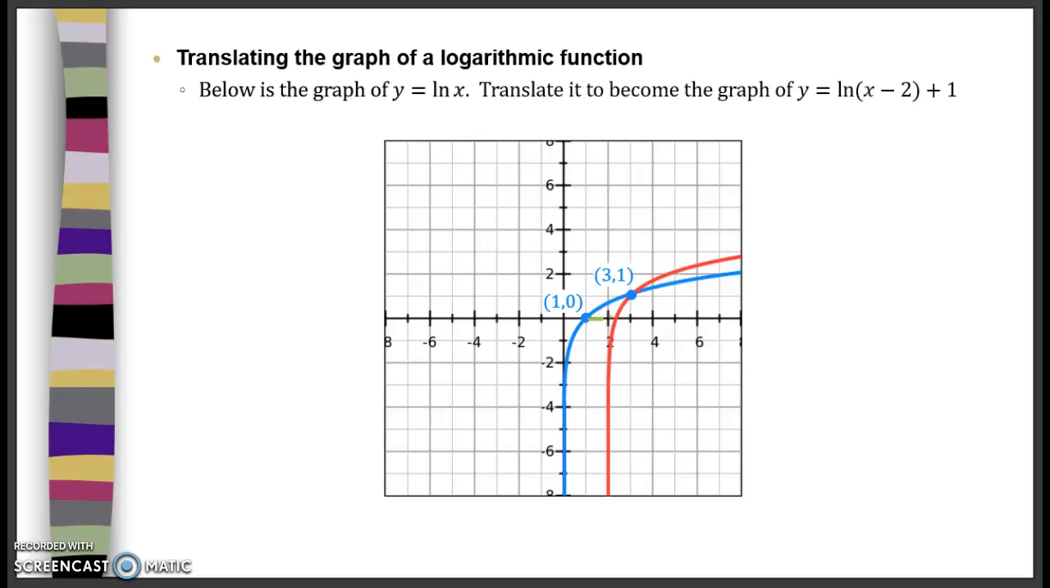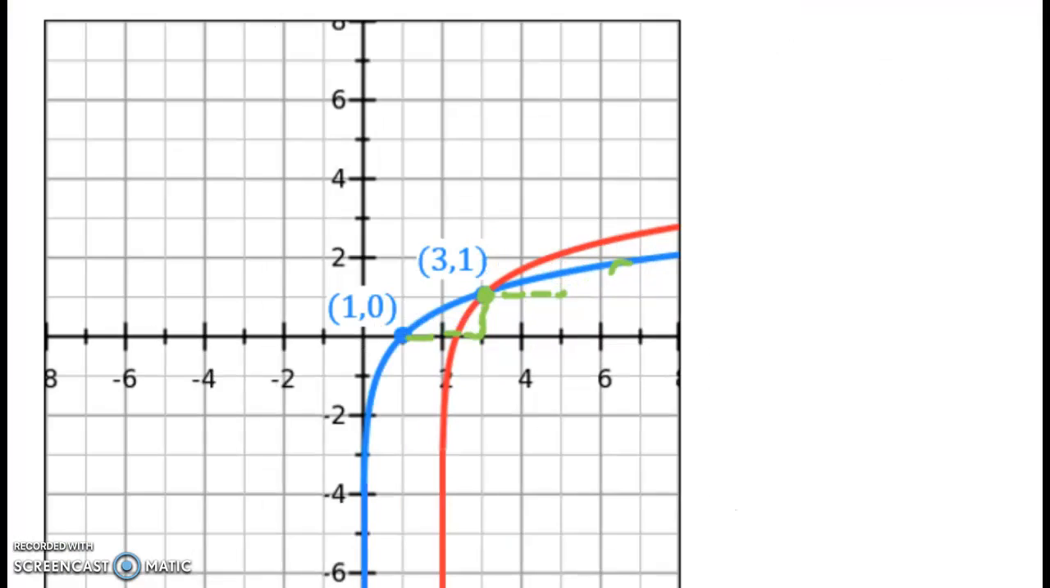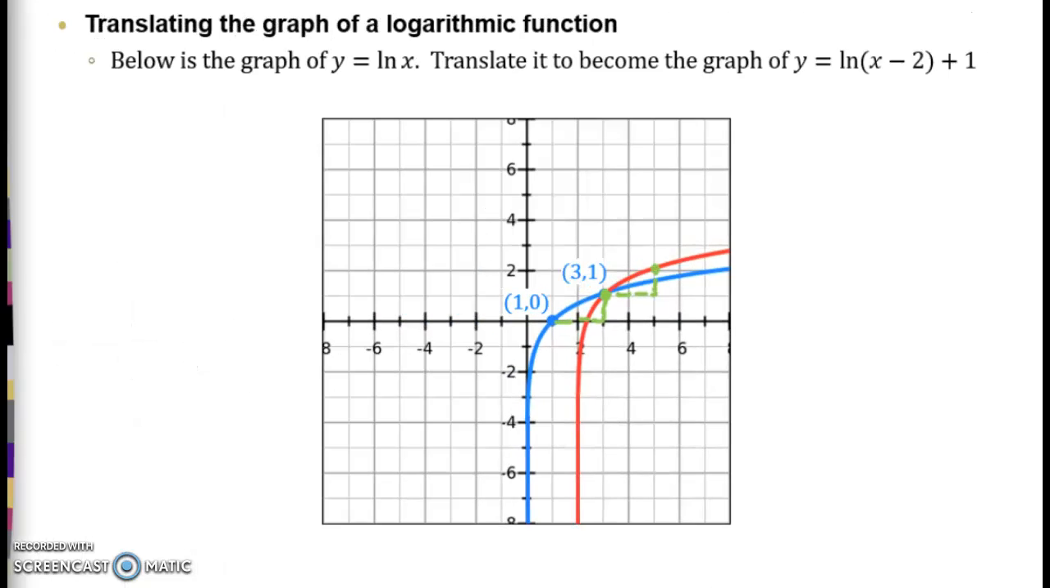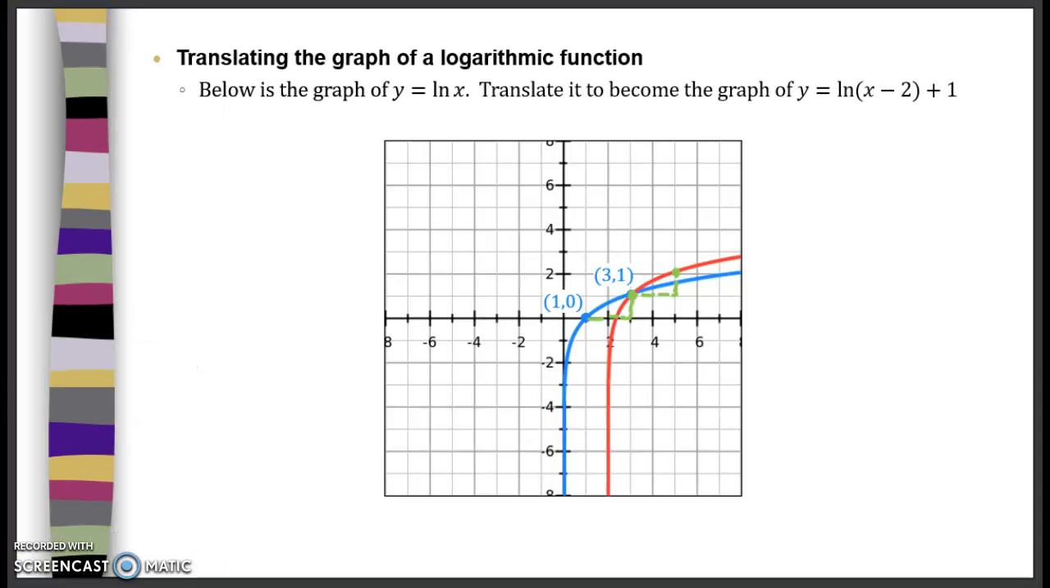So over 2 and up 1, there's this point. To the right 2 and up 1. It doesn't like that point. And there I land on the correct graph. So I went from the blue graph to the red graph. And that's how you translate logarithmic functions.